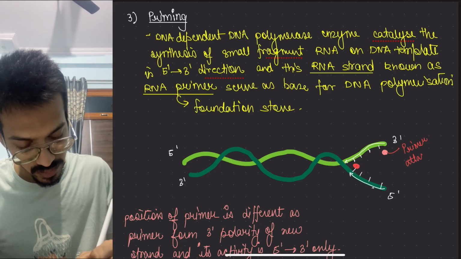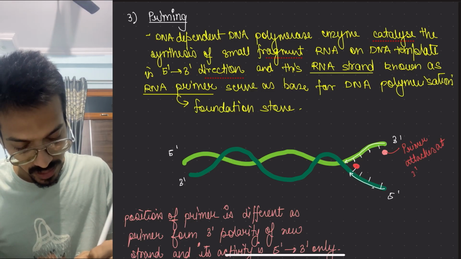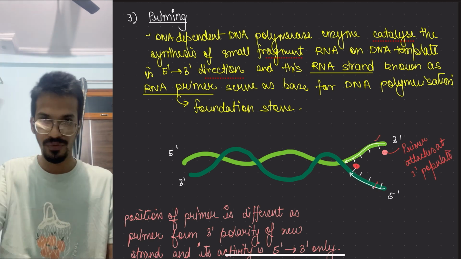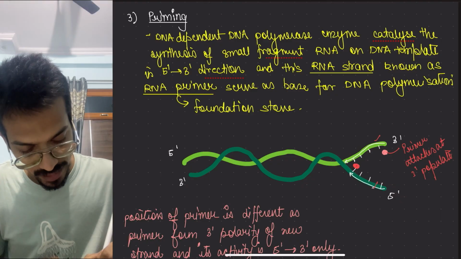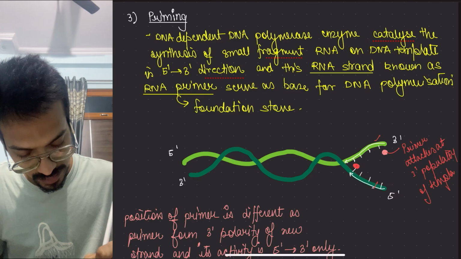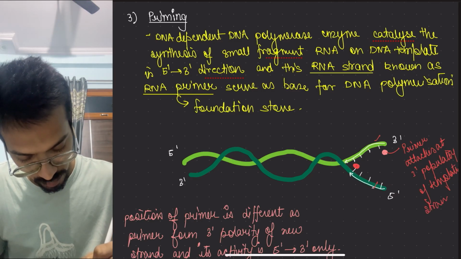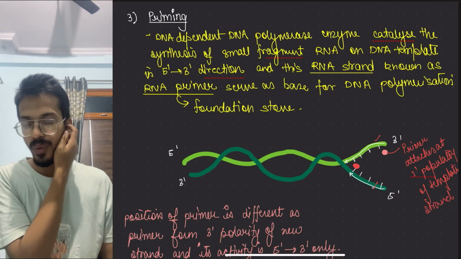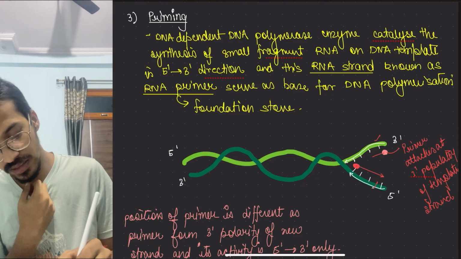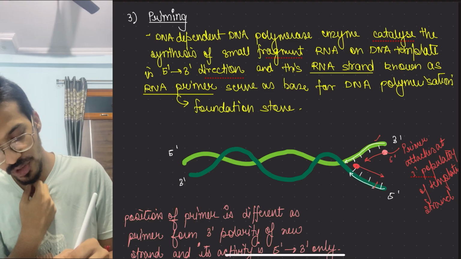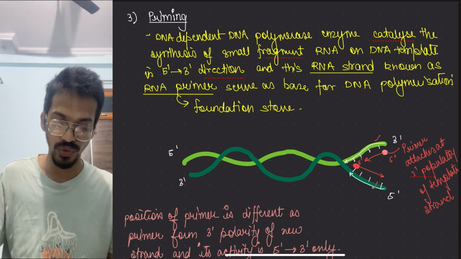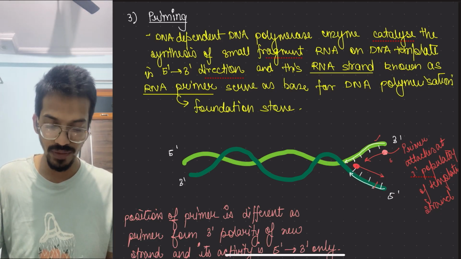It attaches at the 3' polarity of the template. This is a different template now. Now see how it will work. It will work this way. It will form this opposite and this opposite. Opposite to 3' is what? 5'. And it will make 3'. So this is what has been told to you, how it will work and what it will form.